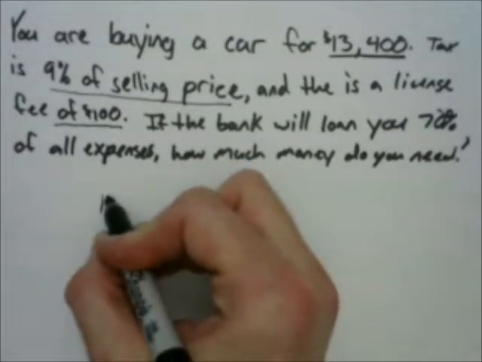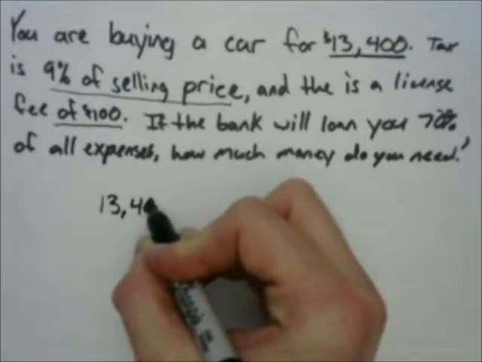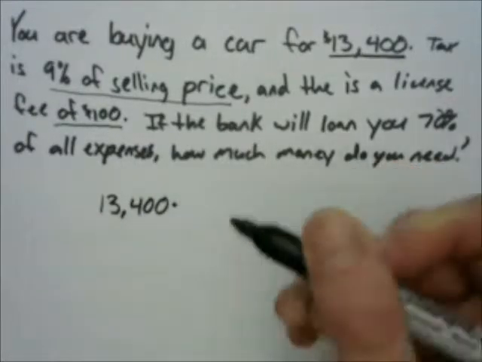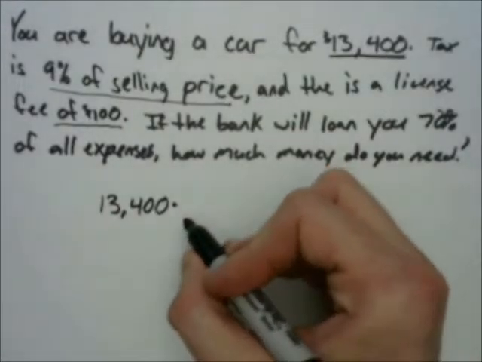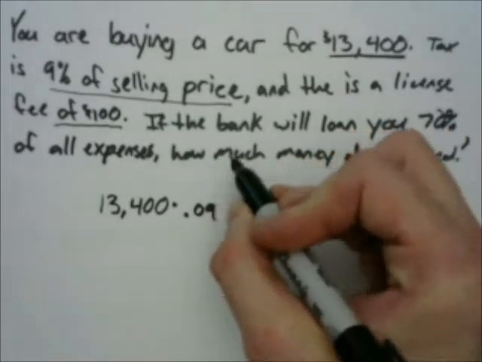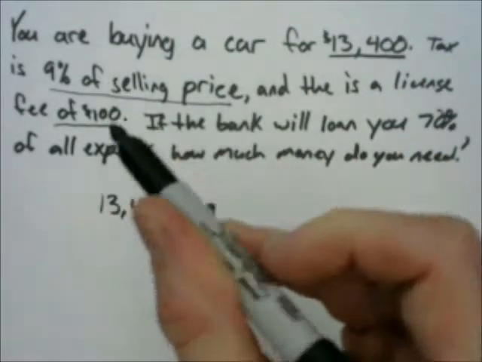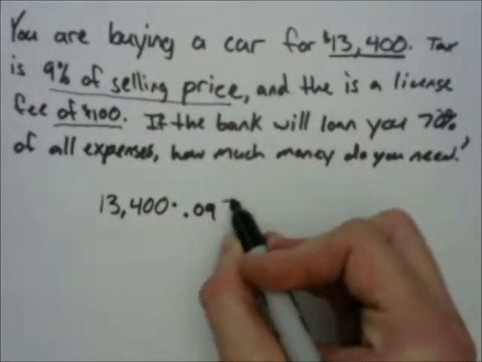Well, I need to find 9% of $13,400. And how do I do that? Well, I'm going to multiply by the percentage. 9% is written as 0.09. That is taking 9 and moving the decimal 2 spaces to the left to convert it from a percent to a decimal. Now here we go.